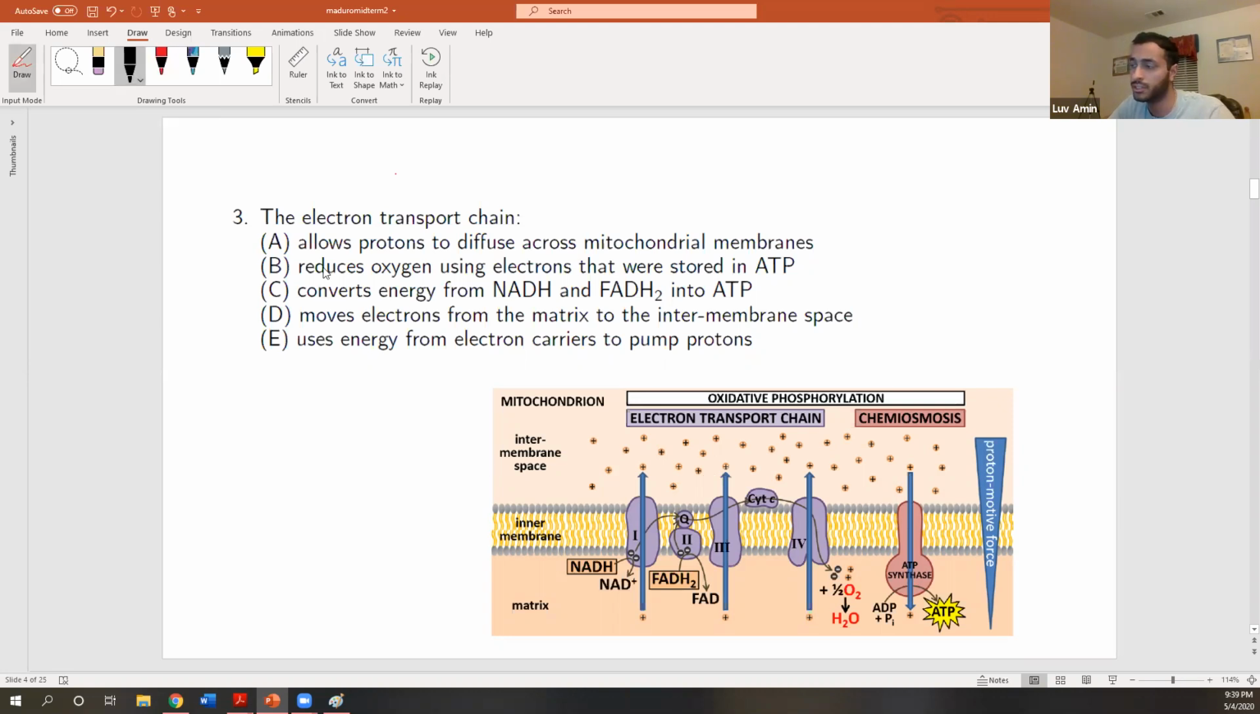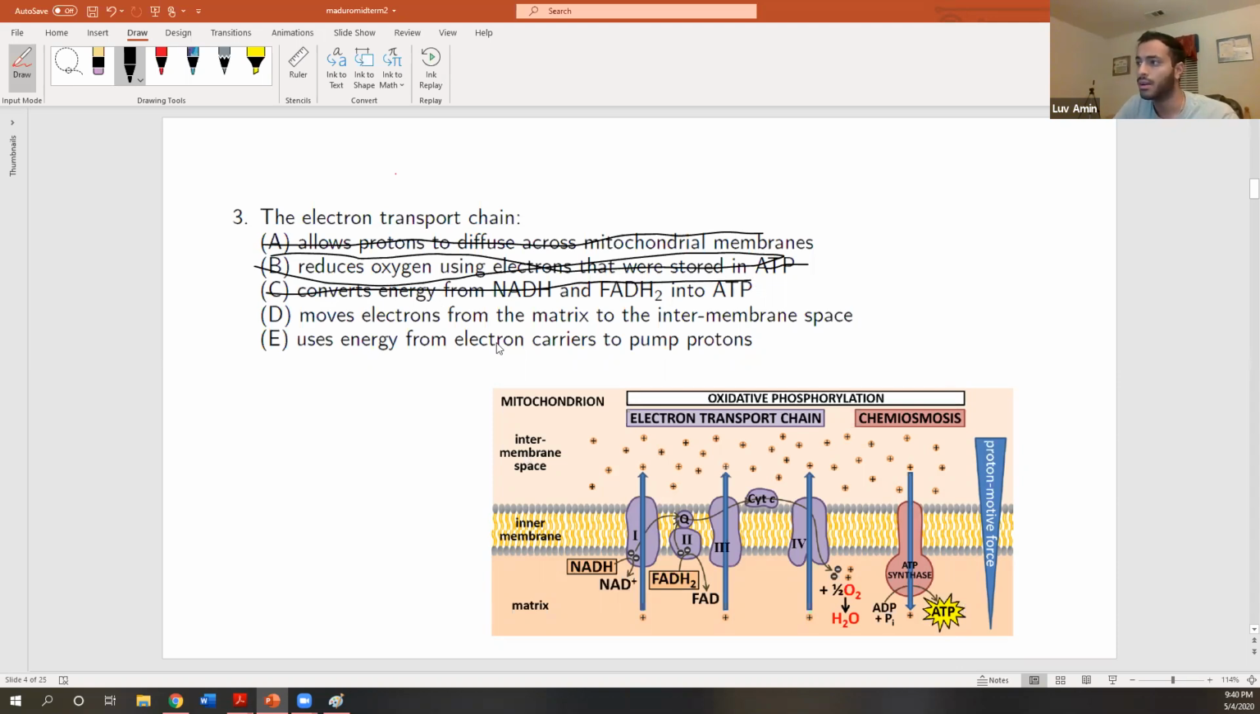Let's see. B, reduces oxygen using electrons that are stored in ATP. Well, ATP doesn't really store electrons that can be used for energy. The energy is stored in the phosphate bond. So this doesn't really have any correlation to the electron transfer chain. So B is not right either. C, converts energy from NADH and FADH into ATP. Well, that's kind of like the whole process of oxidative phosphorylation, where you're using NADH and FADH to make ATP, but the electron transfer chain does not directly do that, right? You have to go through a series of steps before you make ATP. It's not direct. So C is not right.